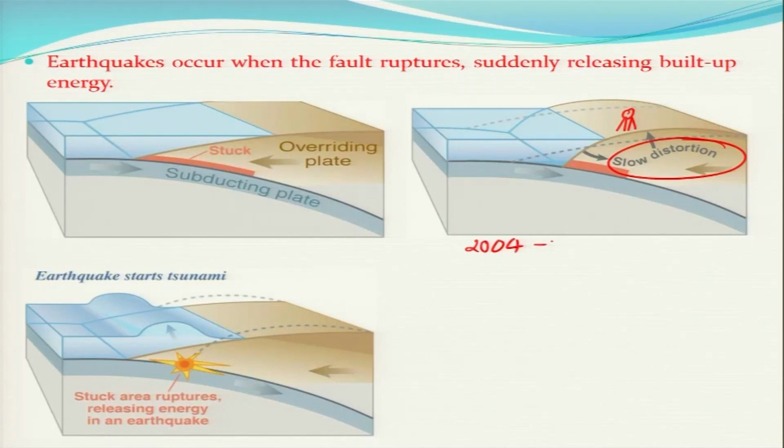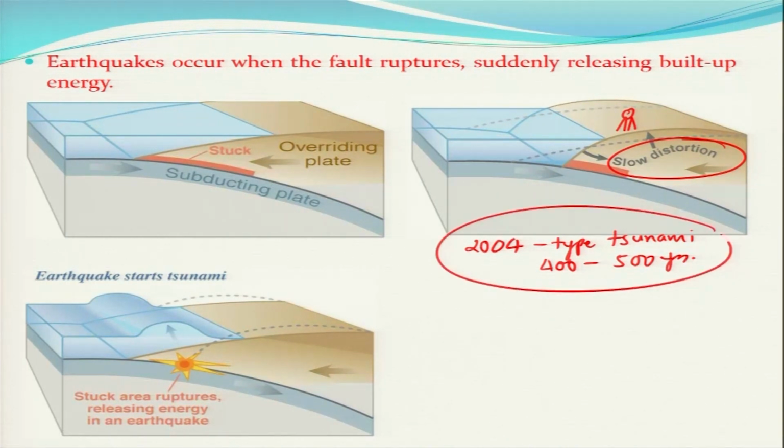and as I told, in terms of the 2004 type tsunami, the recurrence is around 400 to 500 years, but the source can be anywhere in the subduction zone.